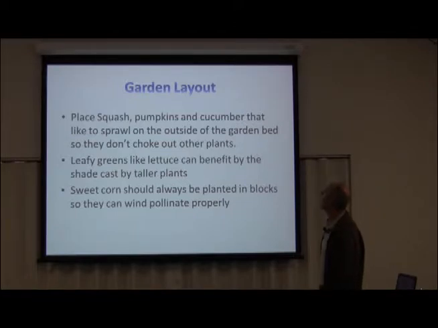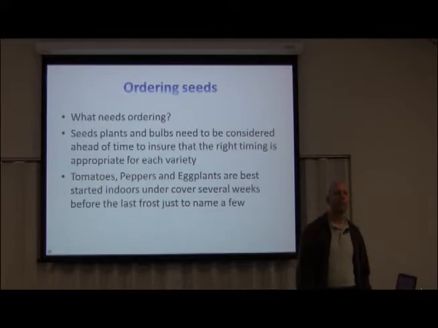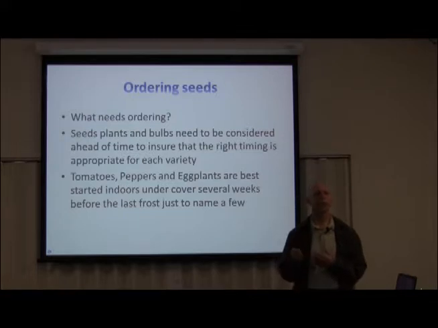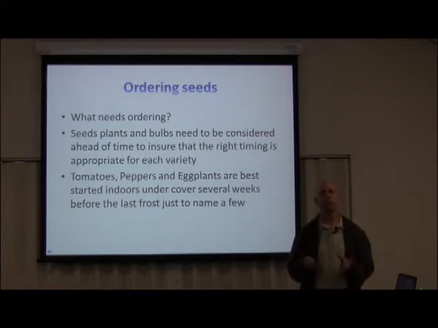Leafy greens like lettuce can benefit by the shade cast by taller plants. Sweet corn should always be planted in blocks so they can wind pollinate properly. Now another thing, if you're going to grow different varieties of corn, you want to take into account the time that it tassels and creates its seed, because you don't want to have two different corn varieties cross.